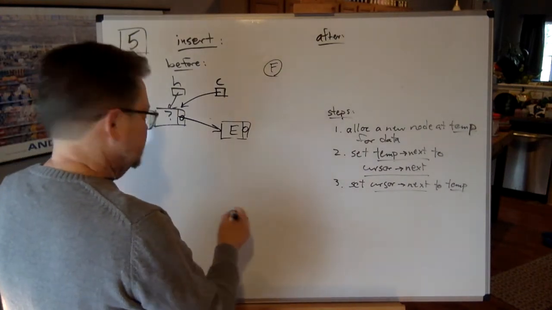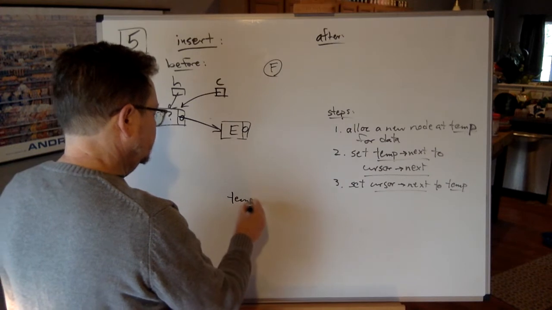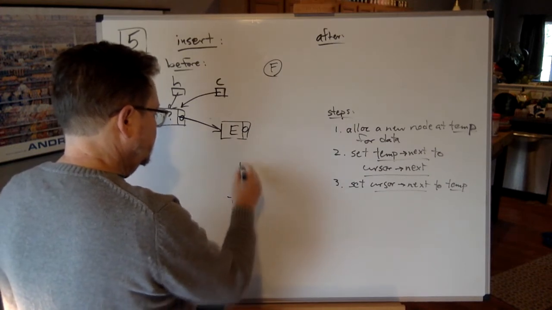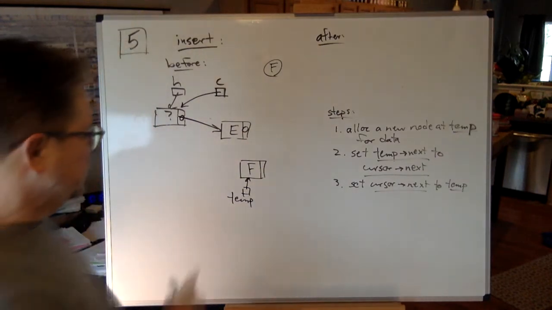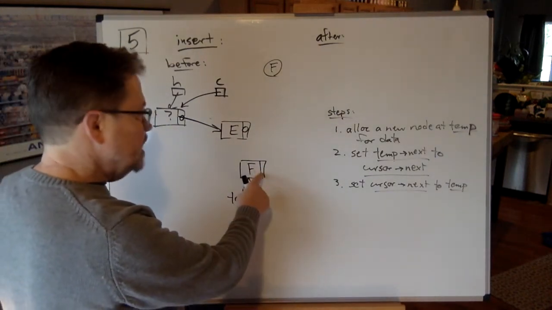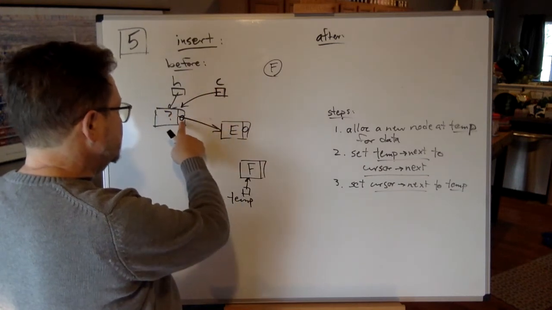Allocate a new node at temp for data. Here's temp. There we go. There's node F. Set temp next to cursor next. Temp arrow next. Cursor arrow next.